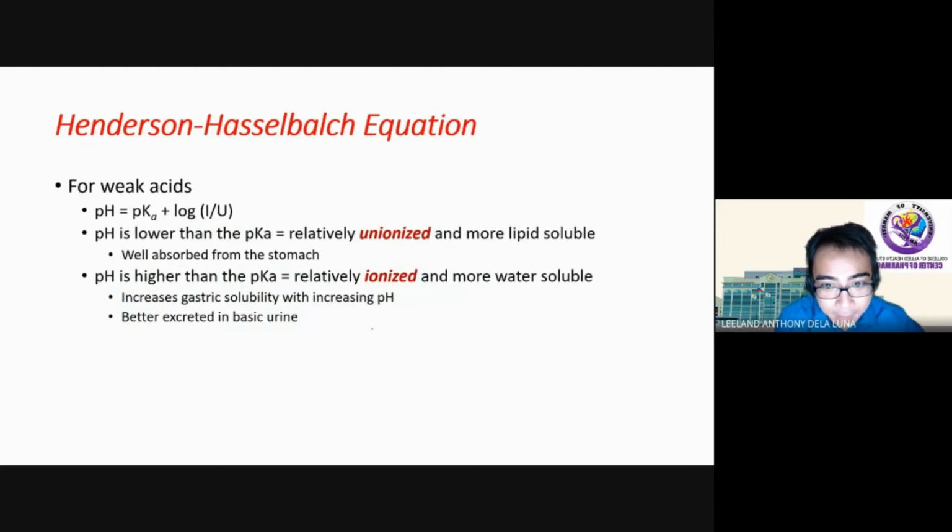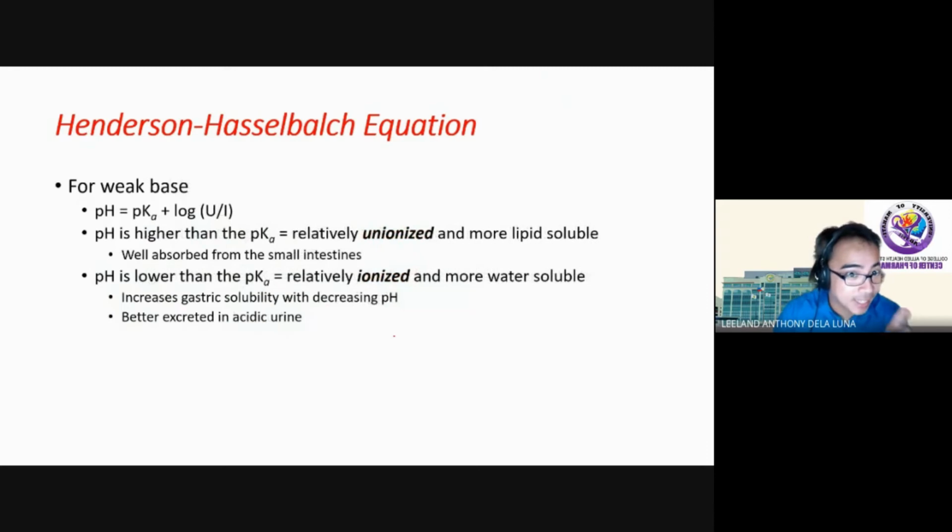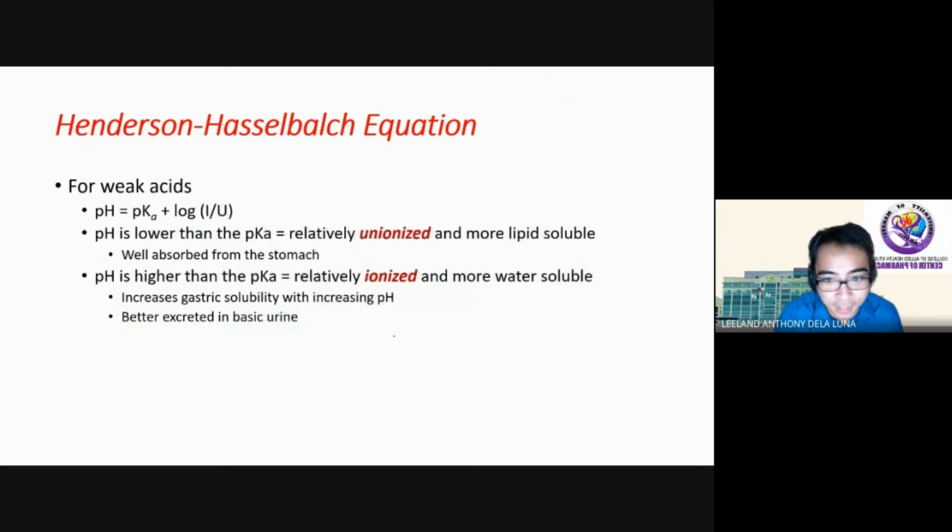So class, ang sabi lang naman dito kasi is, ang formula for weak acid, iba class ang formula ng weak acid, iba ang sa weak base. I'll show you the difference. Okay? Sabi dito, pH equals to pKa plus log ionized over unionized.